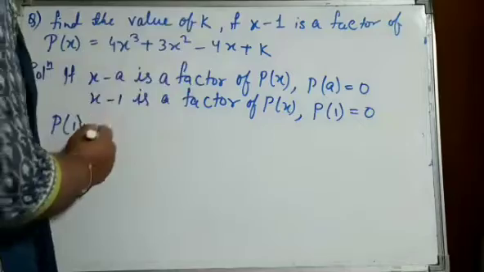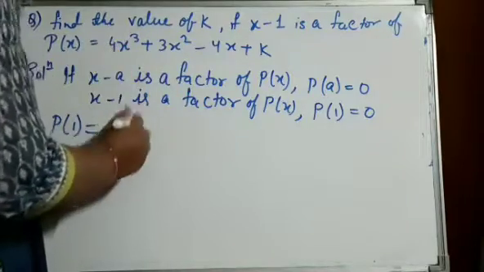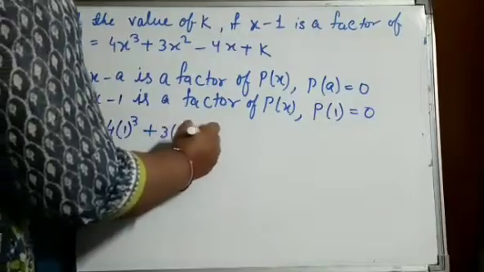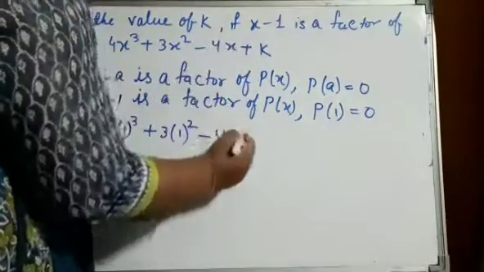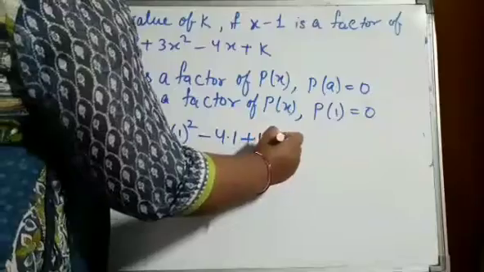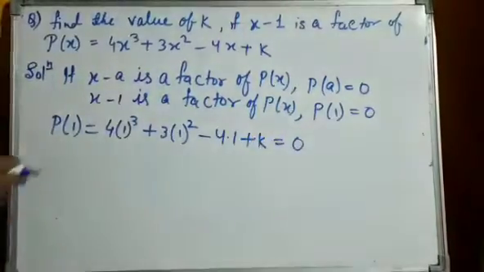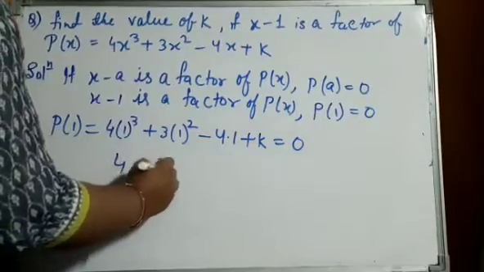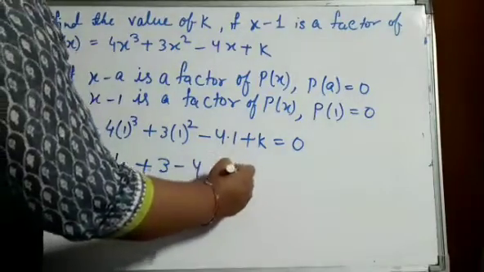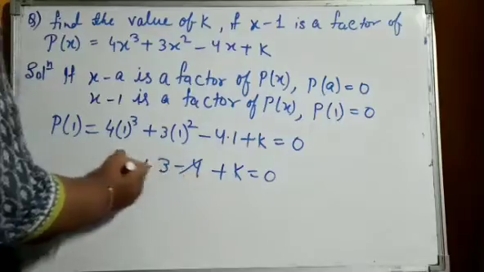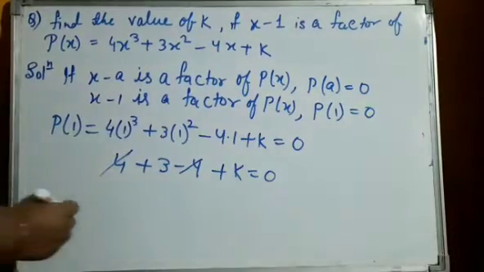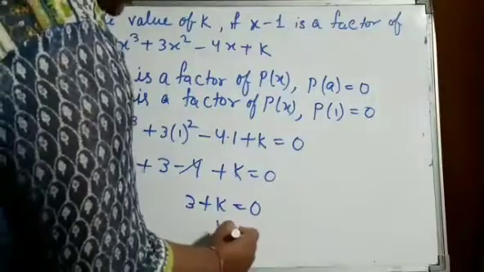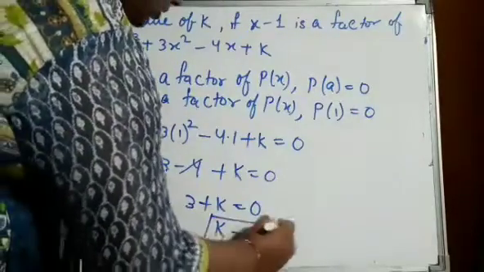Now on the right hand side, in the place of x we put 1: 1 cube plus 3 times 1 square minus 4 times 1 plus k, and this must be 0. So 1 cube is 1, 3 times 1 is 3, so 1 plus 3 minus 4 plus k equal to 0. The plus 4 and minus 4 get cancelled. We have 3 plus k equal to 0, so we get k is equal to minus 3.